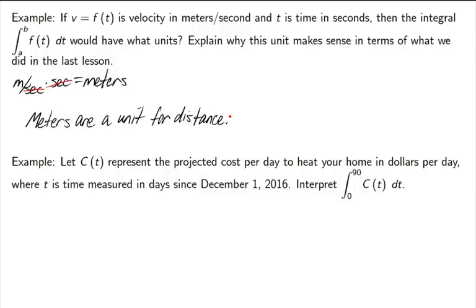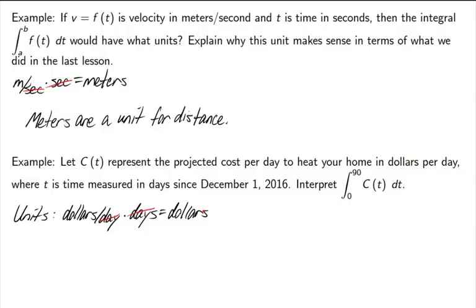We've got a projected cost per day to heat our home in dollars per day. We'll look at the time in days since December 1st, 2016, and we want to interpret this integral. So let's first just take a look at the units. f of t is in dollars per day, and remember we would just multiply, t is in days. The total cost here is in dollars, which should make sense. With that said, what does this represent?